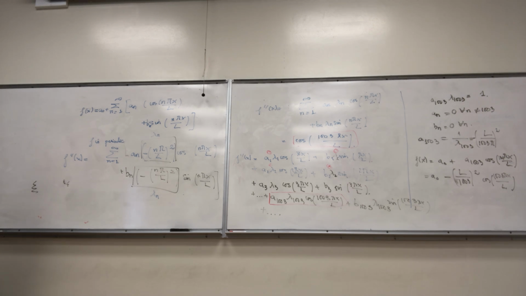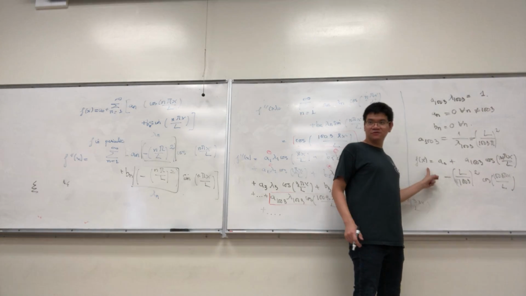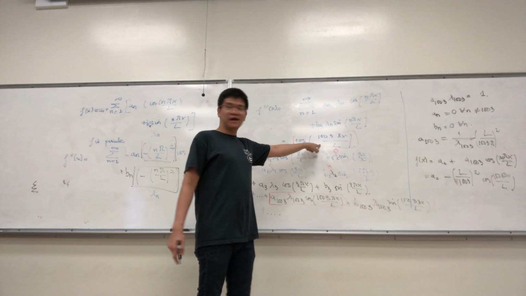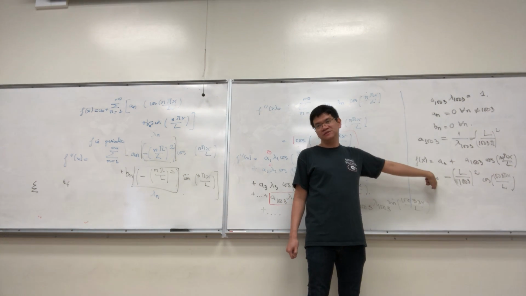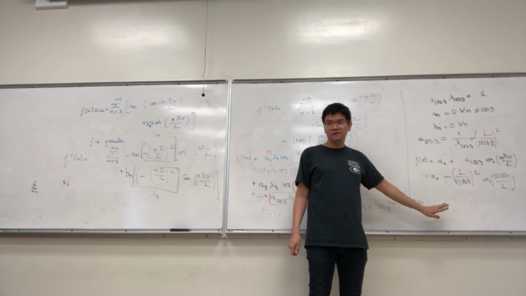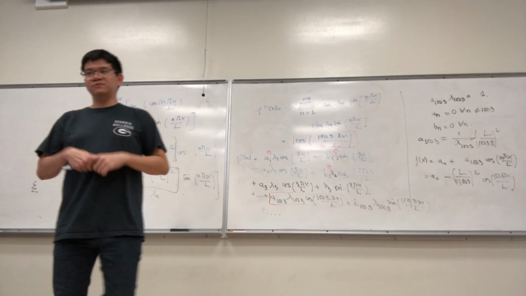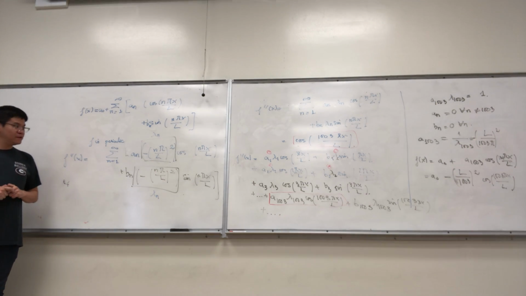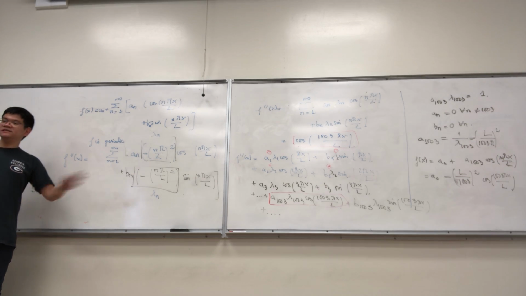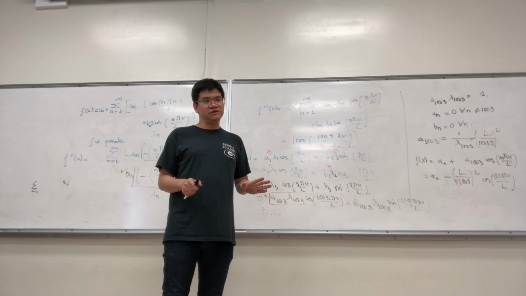How do we find out what a naught is? A naught can be anything because you want to find a function whose second derivative is equal to this. And when you take the second derivative, a naught will be 0, so a naught can be anything. So in this case, you have several solutions. You replace a naught by 1, 2, 3, 4, 5, and you have a different solution. Other questions?